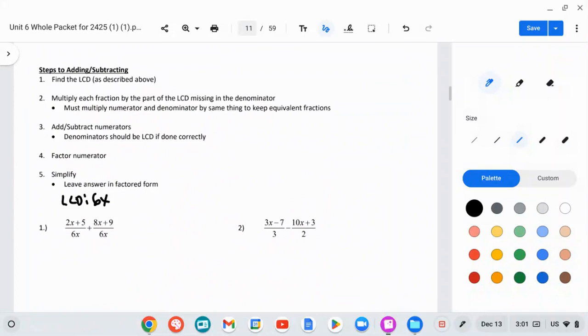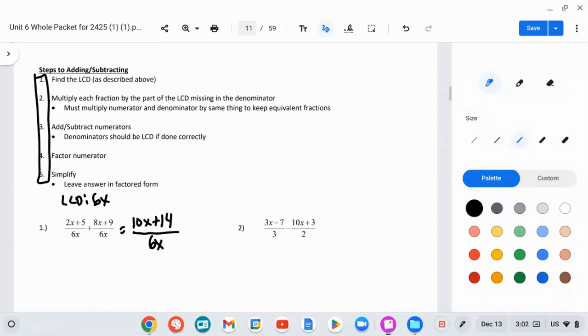So if we look at these steps up above, here are your steps if you want to take a look at them. Since the bottoms are already exactly the same, we just add the tops. So if you add 2x and 8x, you get 10x. If you add 5 plus 9, you get 14. The bottom has a 6x.